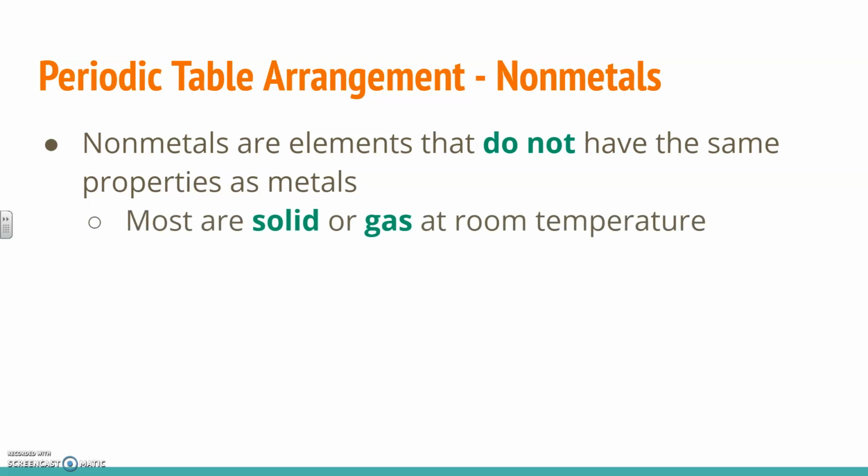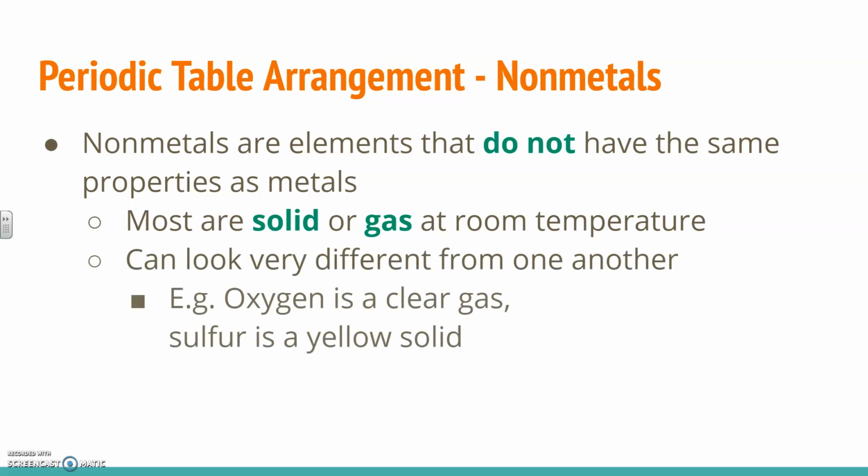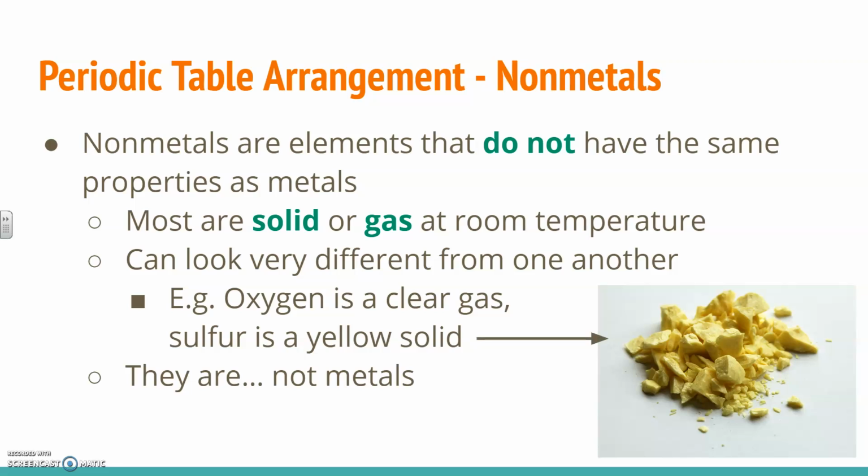Okay. So most are either solid or gas at room temperature, but they can look very different from one another. Oxygen is a clear gas, and sulfur is a yellow solid, and neither of them are metals. So that's one of the characteristics, is that it's not metal. Oxygen is not metal, boron's not metal, neon's not metal, the sulfur here, not metal. So basically what I need you to think about is it's either metal, or it's not metal. Okay, that's basically all you need to know up here.